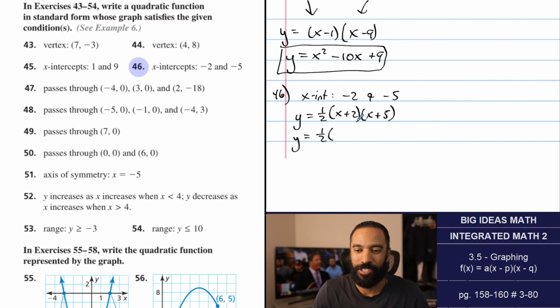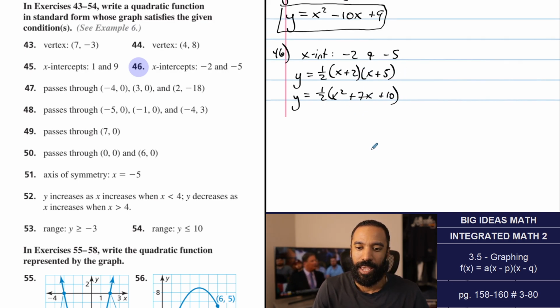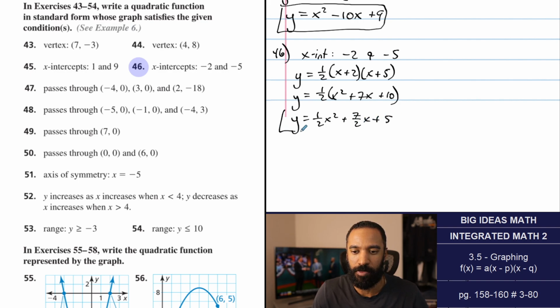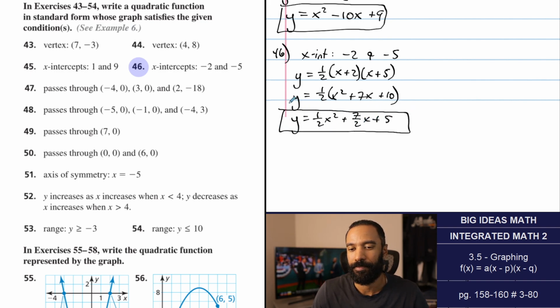So it's 1/2 times, let's FOIL that, x squared plus 5x plus 2x plus 10. And let's take half of those for standard form. Distribute everything. We are going to get 1/2 x squared plus 7/2 x plus 5. Just because I wanted to, we got it. They go pretty fast. I think these are good.